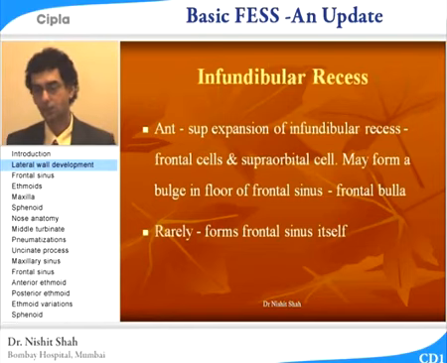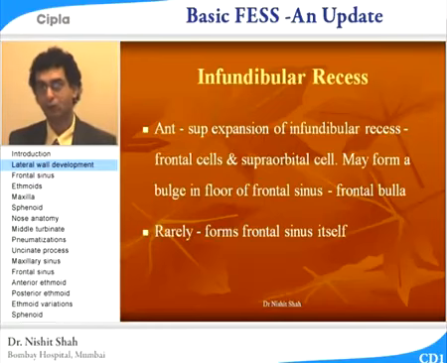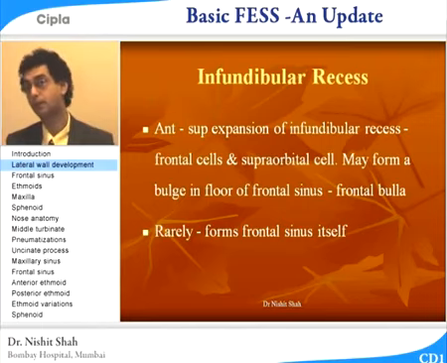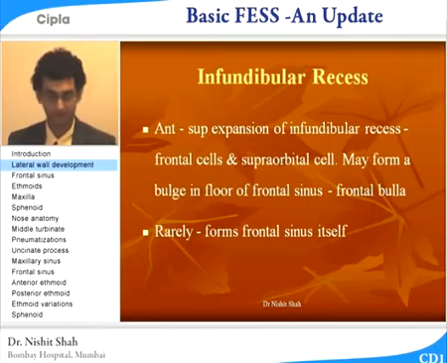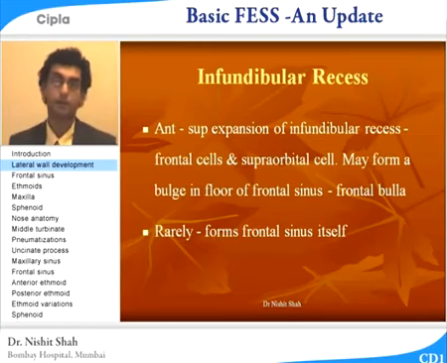Right, so let's get a little more into detail. The infundibular recess is basically formed when you have an anterior superior expansion of this recess. It will lead to the frontal and the supraorbital cells. Occasionally this may even extend into the floor of the frontal sinus, in which case it will be known as a frontal bullar cell. Very rarely it may even lead to formation of the frontal sinus itself.